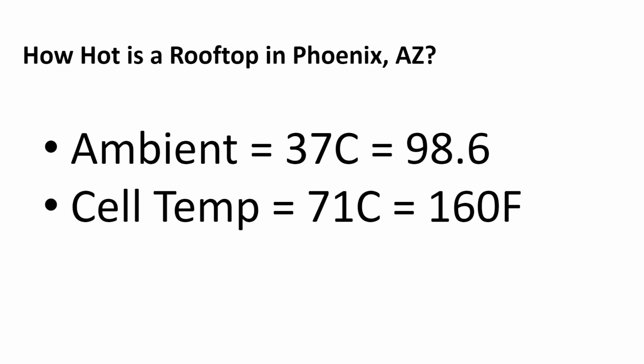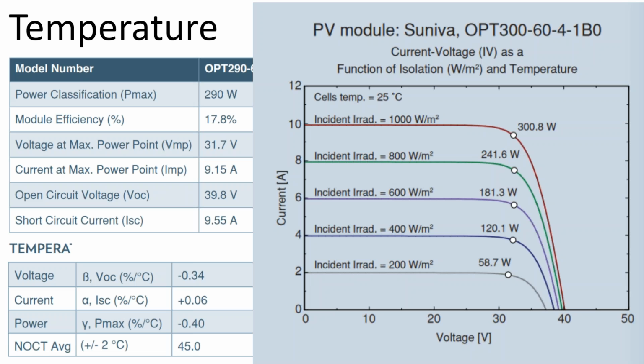But as you can see, on a 100-degree day in Phoenix, Arizona, the surface of that solar panel can be 160 degrees. So it definitely gets hot up there, not just on the installer installing it, but on the solar panel itself. And that does impact your array performance.